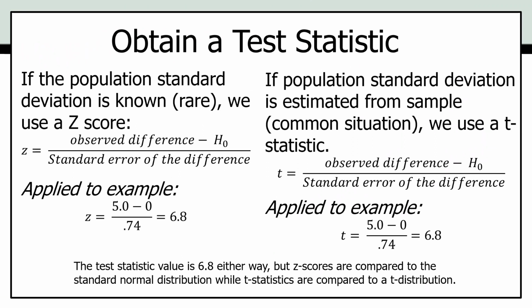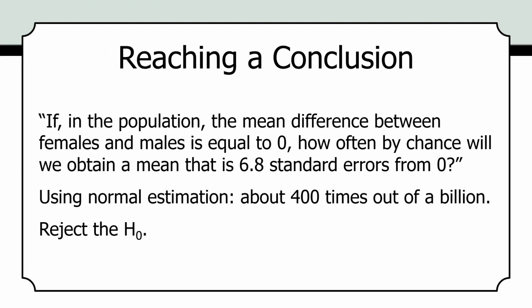If in the population the mean difference between females and males is equal to 0, as asserted by the null hypothesis, how often by chance will we obtain a difference that's 6.8 standard errors from 0? And I had to ask Stata, a data analysis software, to return a probability. It's always a non-zero probability, but in this case the answer is about 400 times out of a billion. So if the null hypothesis is correct, and chance processes produced this difference of 5 that we saw between the female and the male mean, that process would produce what we saw, an extremely fluky outcome, 400 times out of a billion. Reject the null hypothesis.